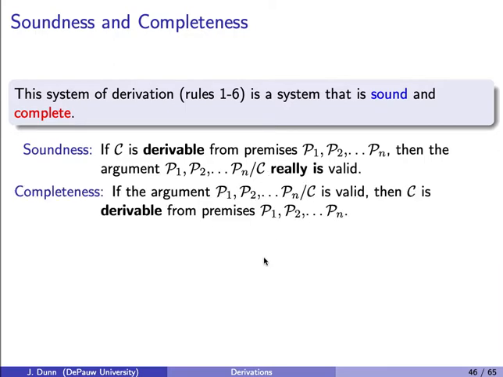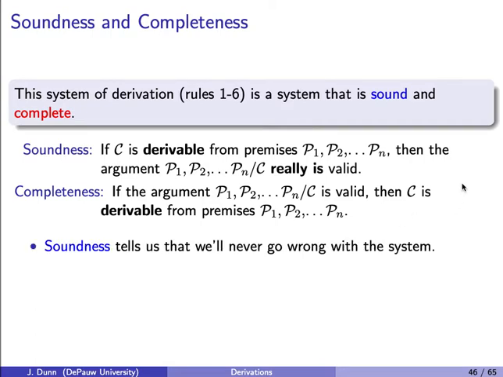What's completeness? Completeness tells us the opposite in some sense. It says that if we have an argument of the form P1, P2, dot, dot, dot, up to Pn, so it's got n premises, and conclusion C, if that argument really is valid, then there is a derivation of C from those premises. So together, soundness and completeness tell us that what we can derive matches up perfectly with what we can show using truth tables. And that's a really strong result. It's a really powerful result, something that's maybe somewhat surprising, but also something that's really necessary.